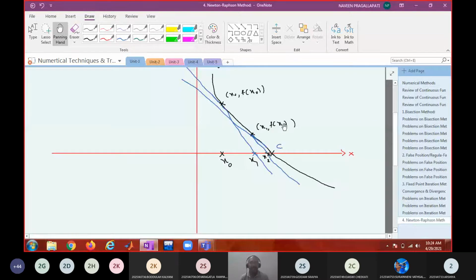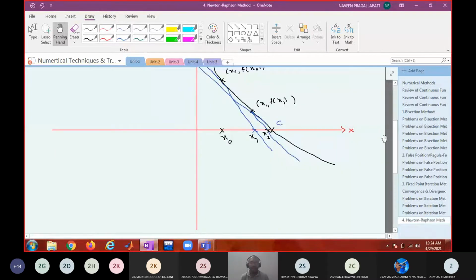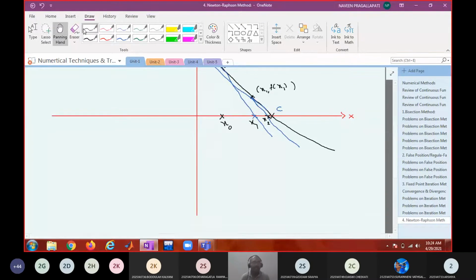Using x1, f of x1, if you are drawing the tangent, you will be getting x2. At xn, f of xn, if you are drawing the tangent making the point of intersection with the x-axis, that point of intersection we call xn plus 1, right? Using x0 you are getting x1, using x1 you are getting x2, and so on. Using xn you will be getting xn plus 1, right? So how do you write down the equation?